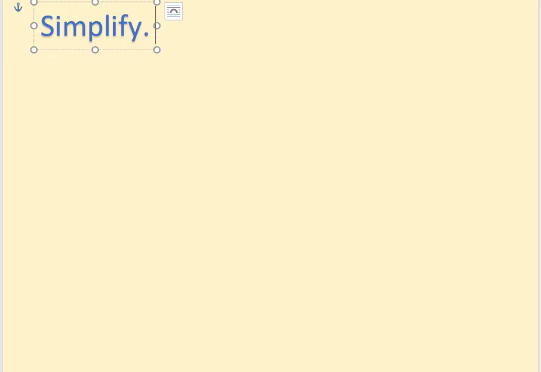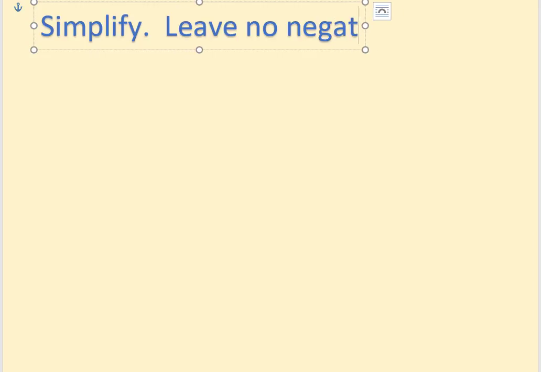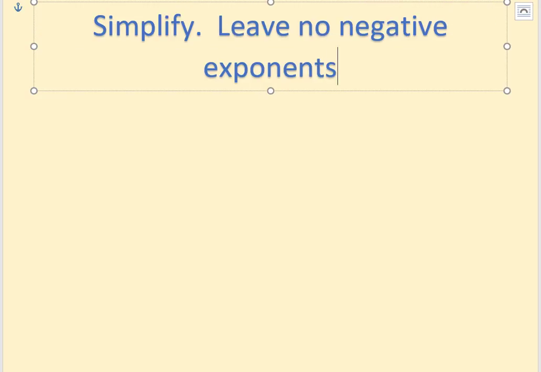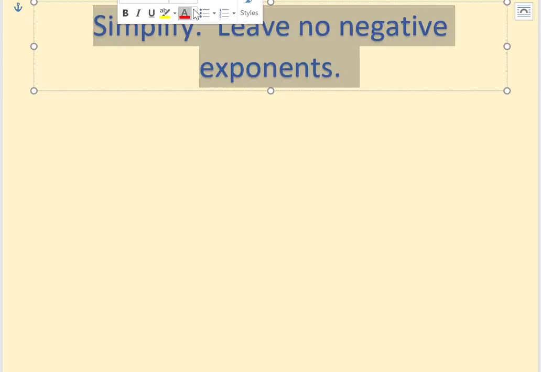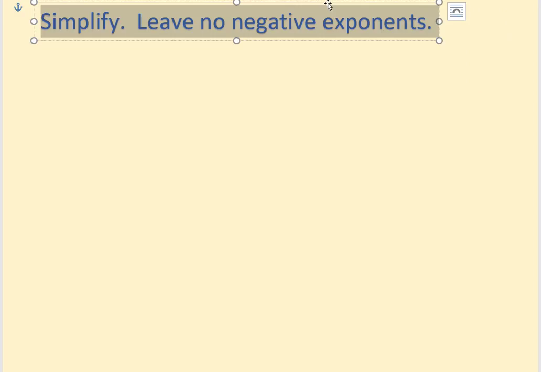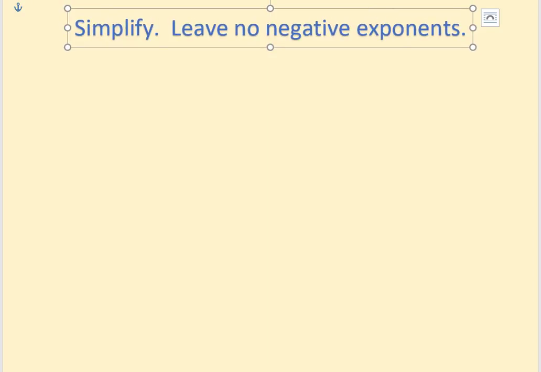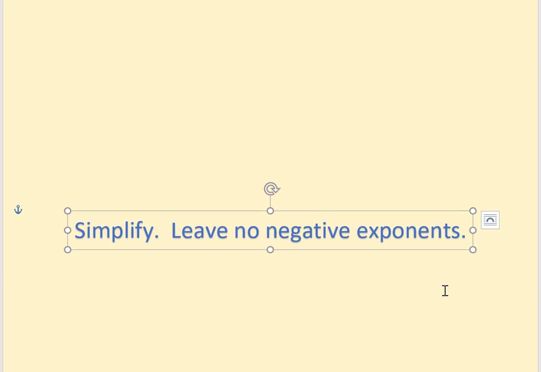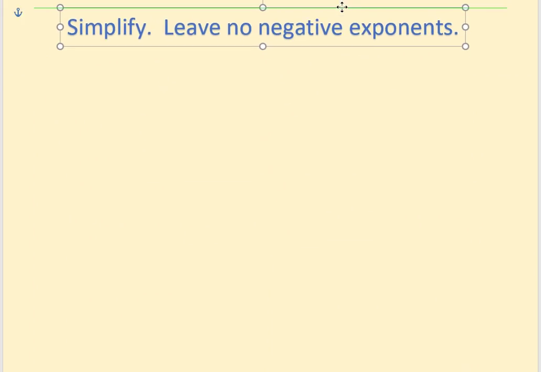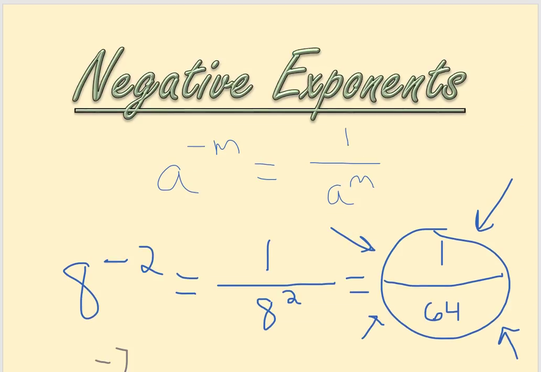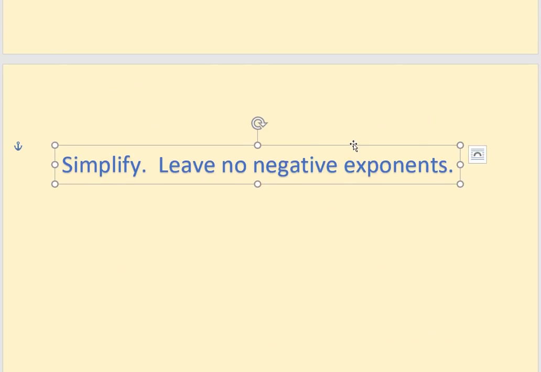Simplify. Leave no negative exponents. So it is going to be up to you when you get an answer for these questions, and if it has a negative exponent, you're not done. You have to recognize that there's still more work to be done because we don't leave negative exponents. So you're going to simplify, leave no negative exponents. Anyway, these are your directions.